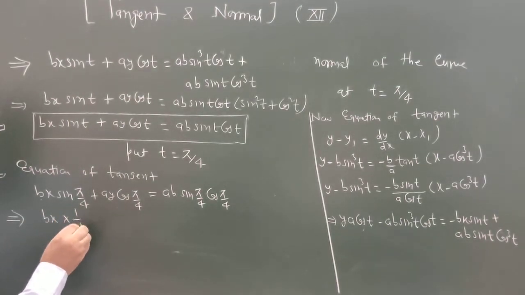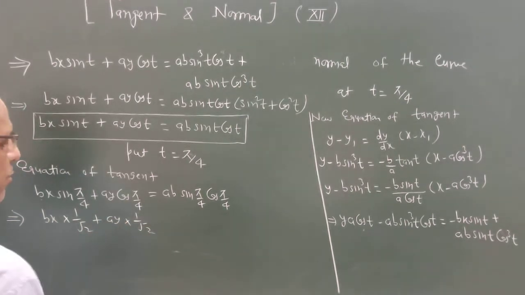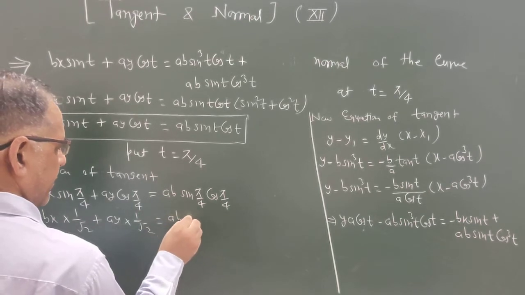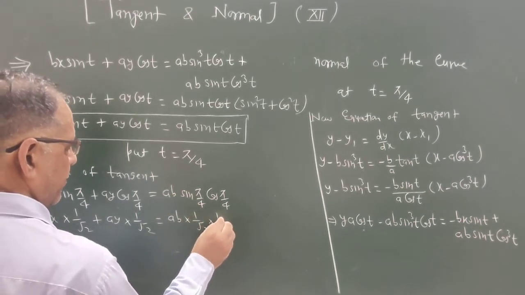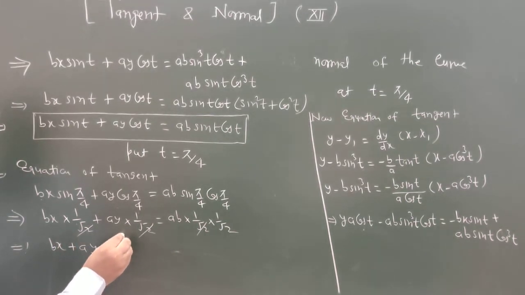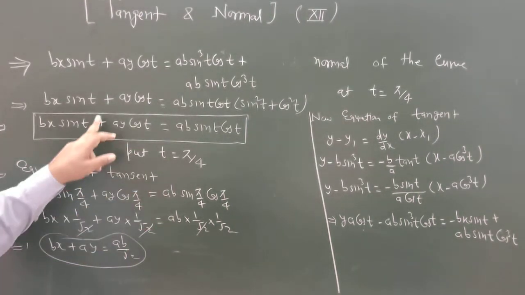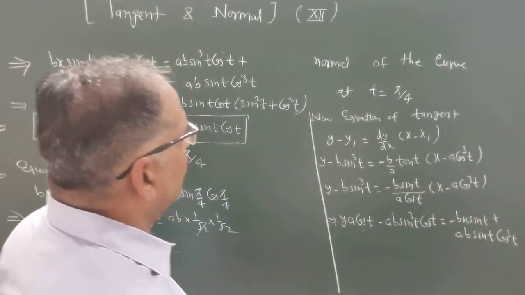bx 1 upon under root 2 plus ay 1 upon under root 2 equal to ab 1 upon under root 2 into 1 upon under root 2. Now root 2 and root 2 cancel out from both the sides. We have finally bx plus ay equal to ab upon root 2. This is the equation of tangent at the point t equal to pi by 4.